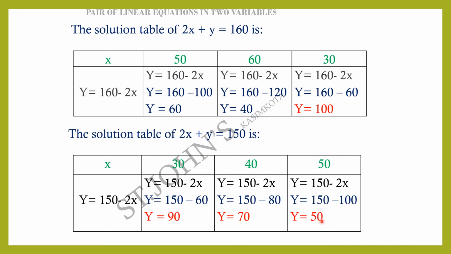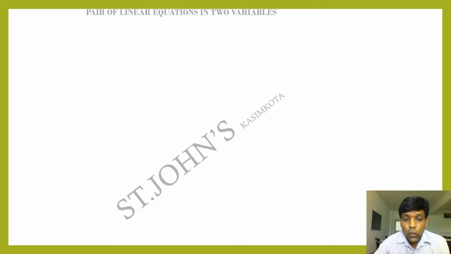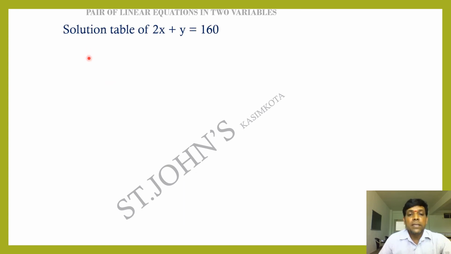So what are the ordered pairs for the second equation? (30, 90), (40, 70), and (50, 50). Now we have to write the solution table of the second equation. The solution table of the first equation, 2x plus y equals 160. What is the solution table?